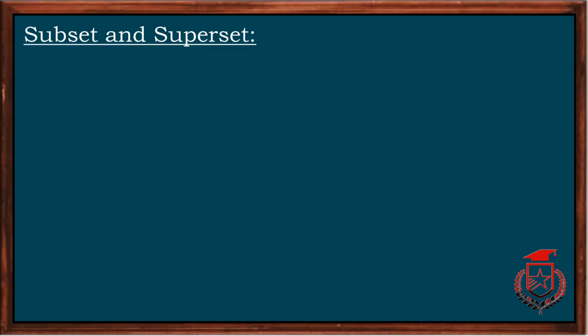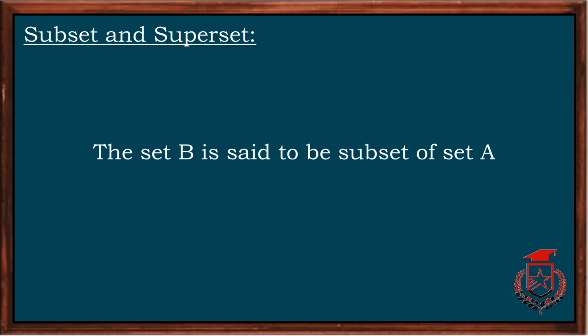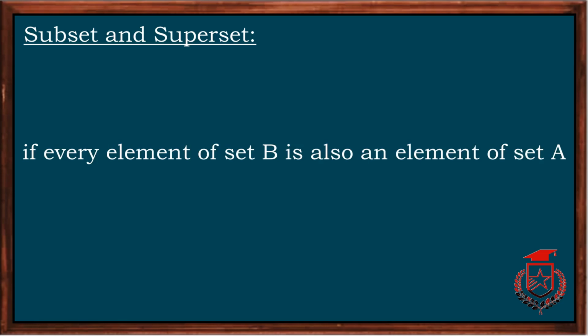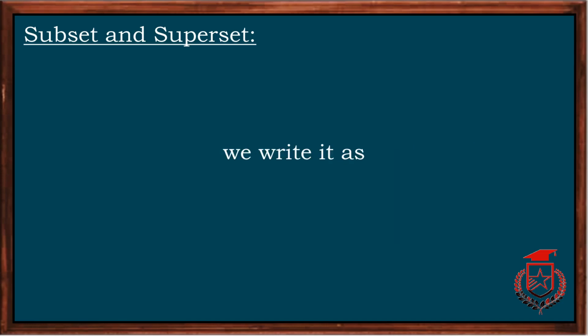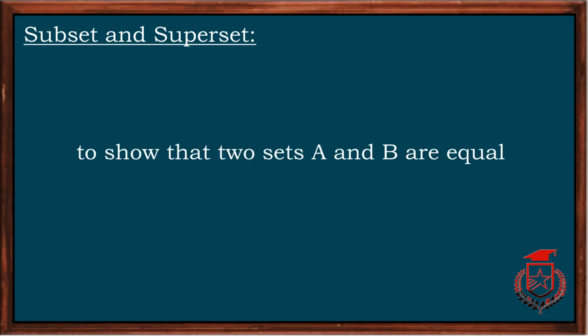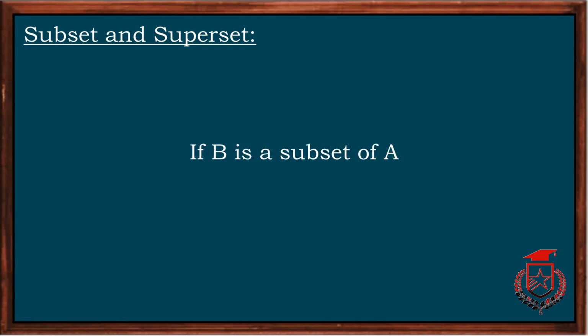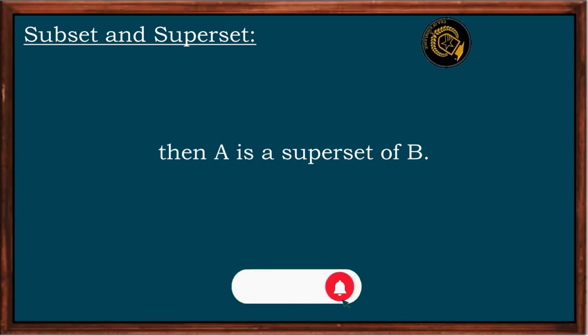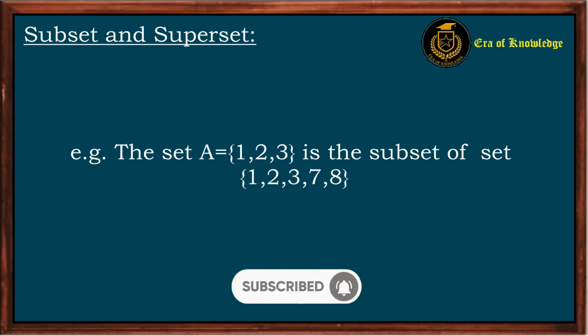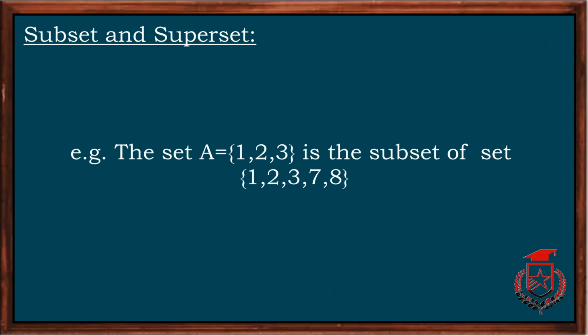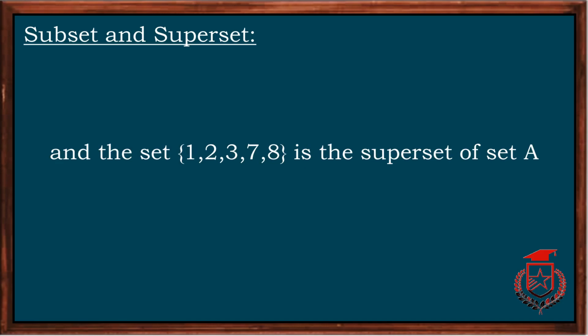Subset and superset. The set B is said to be a subset of set A if every element of set B is also an element of set A. Symbolically, we write it as B ⊆ A, or A ⊇ B, where A is a superset of B. Remember, to show that two sets A and B are equal, show that A is a subset of B and B is a subset of A, then A equals B. If B is a subset of A, then A is a superset of B. Let's take an example. The set A equals {1, 2, 3} is a subset of the set {1, 2, 3, 7, 8}, and the set {1, 2, 3, 7, 8} is the superset of set A.